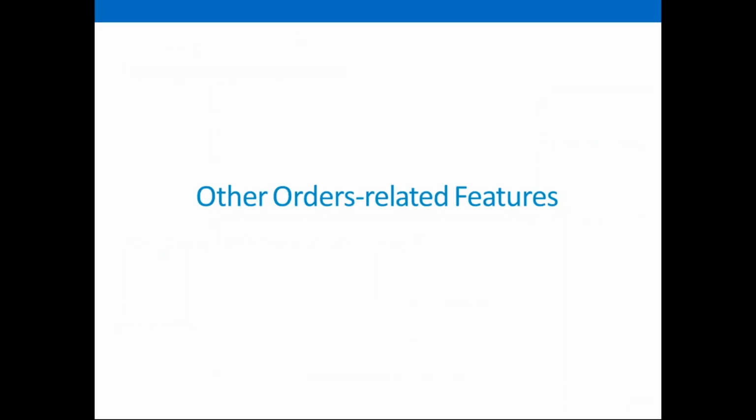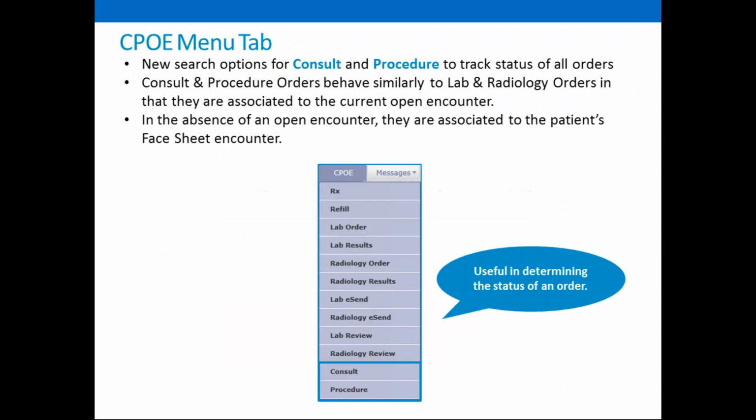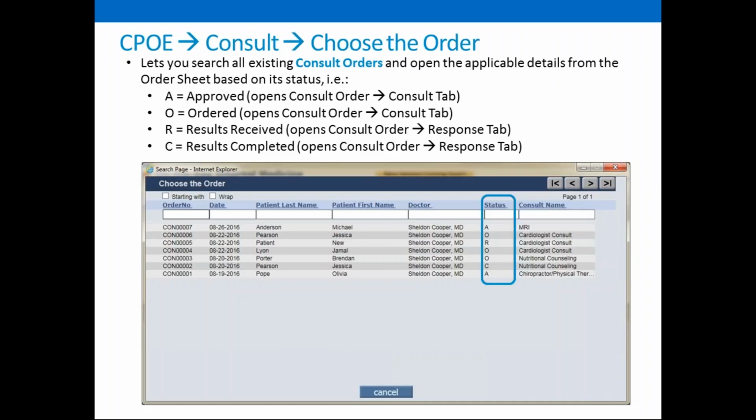Now, outside of the order sheet itself, other orders-related features. And some of these are touched on in part 1 of our webinar, which deals with all of the other upgrade features of Denali. Some of them overlap with the order sheet, so I'm including them again here. That's your CPOE tab. We have the new menu choices for consult and procedure. And these follow the same statuses that your lab radiology do. A for approved, O for ordered, R for results received. And based on the status of the entry you choose is what determines what screen opens next.